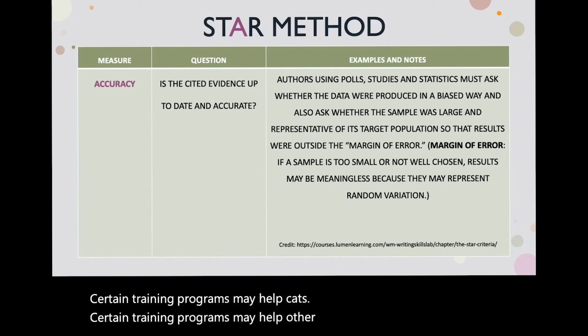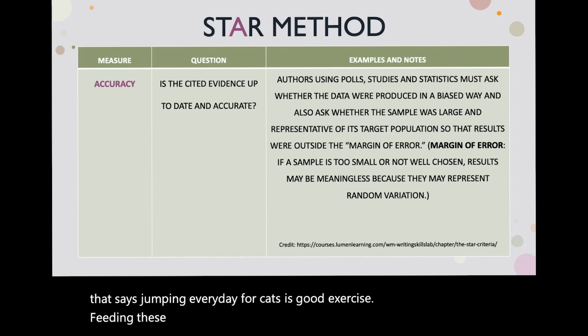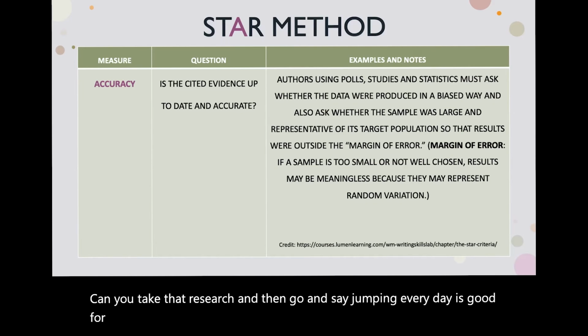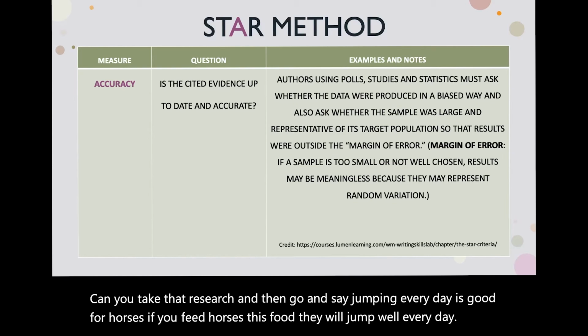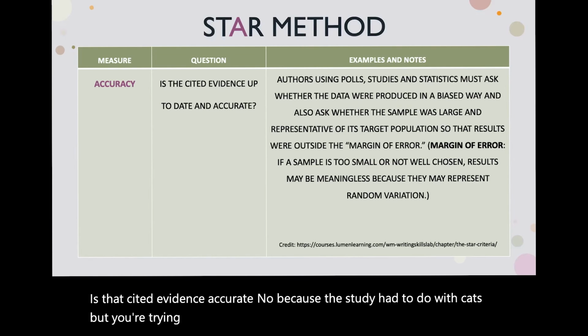Well, if you read a study that says jumping every day for cats is good exercise, and feeding these cats this food will help them jump every day, can you take that research and then say jumping every day is good for horses? If you feed horses this food, they will jump well every day. Is that cited evidence accurate? No, because the study had to do with cats. But you're trying to take that claim and inaccurately relate it to horses, equine species.